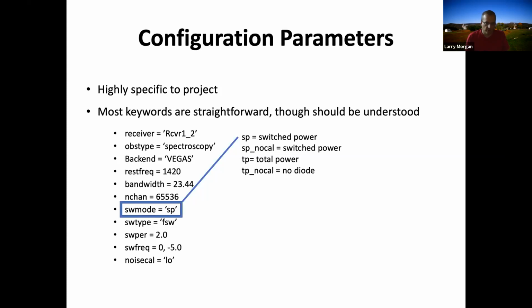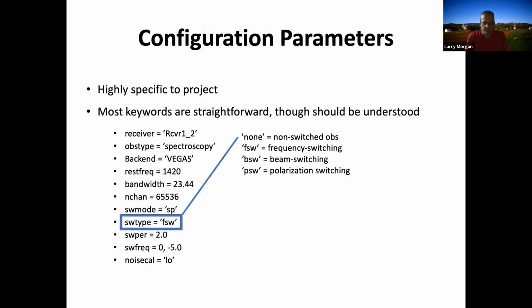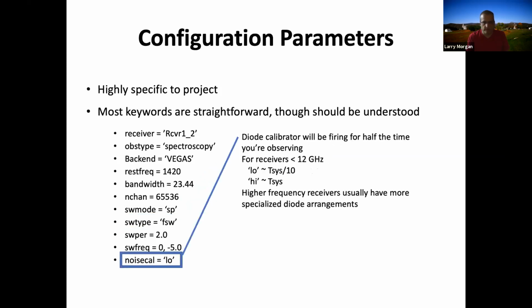If you're not switching power, you're using total power. And you also have the option there to turn off the diodes, which are used for calibration. So half the time you're observing, your noise diode is on, helping you to calibrate your system. And I won't get too much into calibration modes, and I'm sure there's another talk about that. And as I said, the switching type, you can be frequency switching, beam switching, or polarization switching. You can set your switch frequency and so on, and your switch cadence.